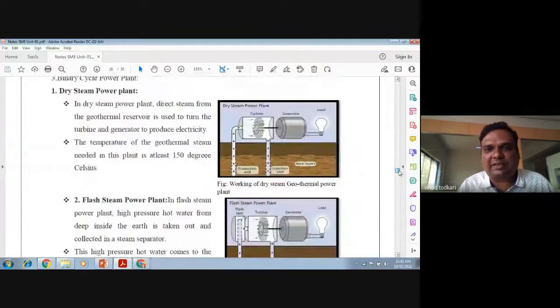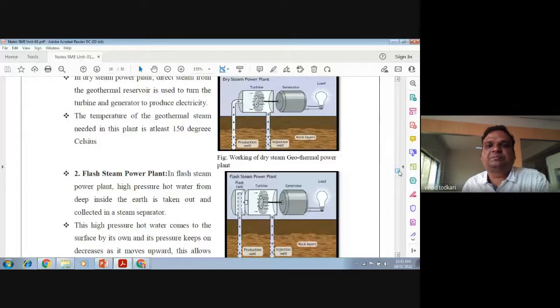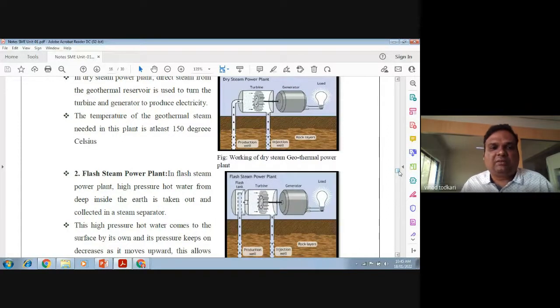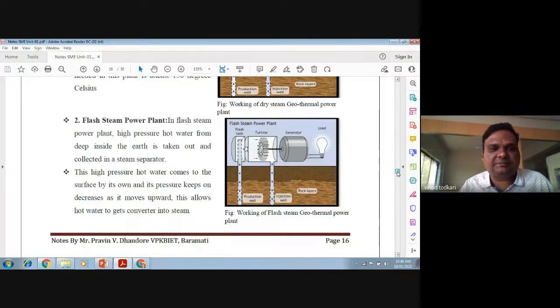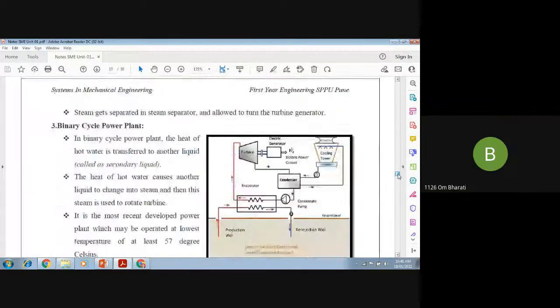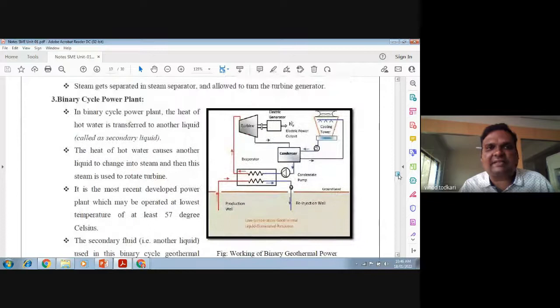So tell me, what are the temperature limits when you will be using a dry steam power plant? 150 degrees. Excellent. 150 and more. When will you be using a flash power plant? 80 to 150. Okay, 80 to 150. And if the temperature is less than 80, we'll go for a binary cycle power plant.